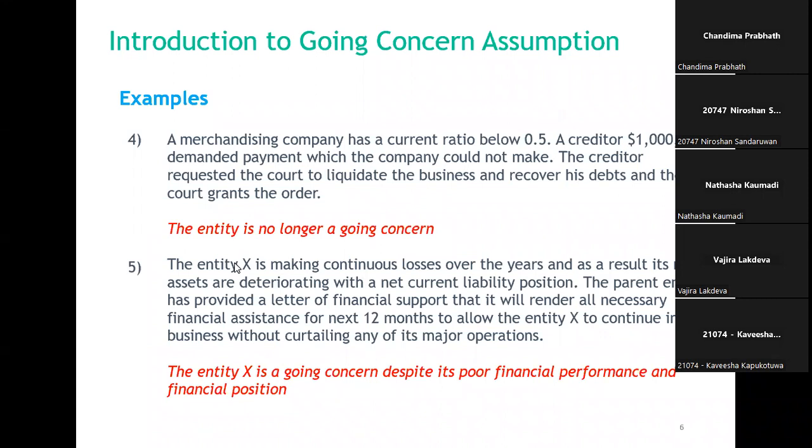So, despite having these events or conditions that may cause significant doubt on the entity's ability to continue as a going concern, the use of the going concern assumption in preparing the financial statements is appropriate, and accordingly, the financial statements can be prepared on the basis that the entity is a going concern. That's what it is. The entity is a going concern despite its poor financial performance and position.